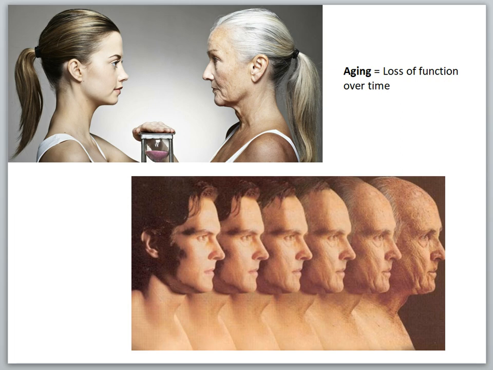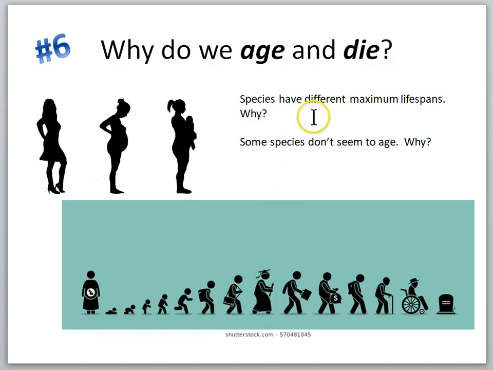And so we can raise a couple of different kinds of questions connected to aging. Species have different maximum lifespans. Why is this? Why do some species, the individuals, live for a long amount of time and others have very short lifespans? And in fact, biologists have noted that some species don't seem to age at all. And why is this? Now, the species that don't age tend to be simpler kinds of organisms, single-celled organisms, for example.